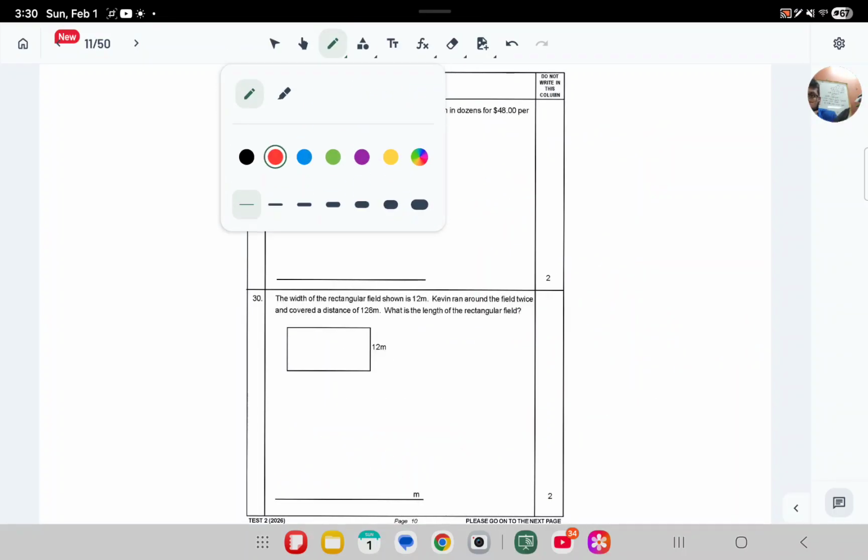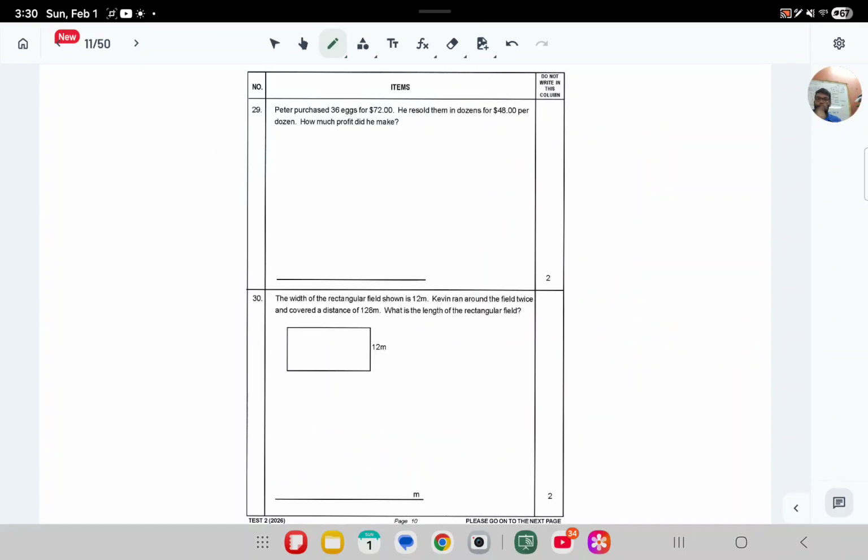Number 29. Peter purchased 36 eggs for $72. He resold them in dozens for $48 per dozen. How much profit did he make? So, we know 1 dozen is 12. So 36 eggs. Good. So now we want to find out how many dozens we got from the sale. So we say 36 divided by 12, which will give us 3.